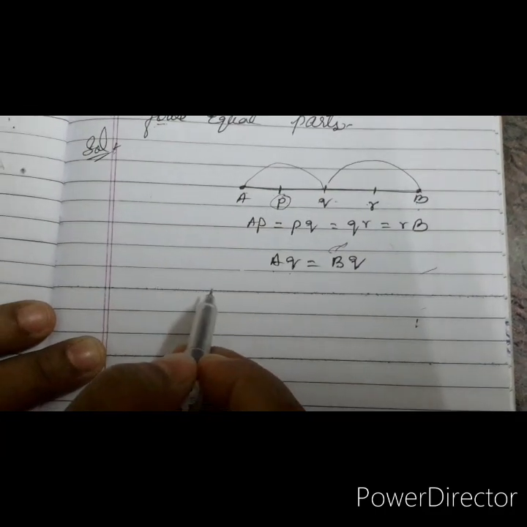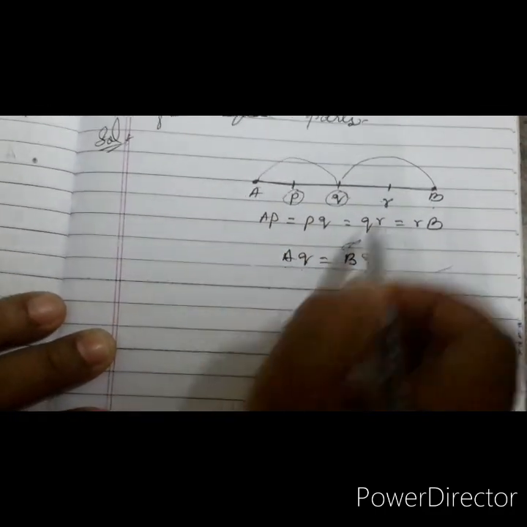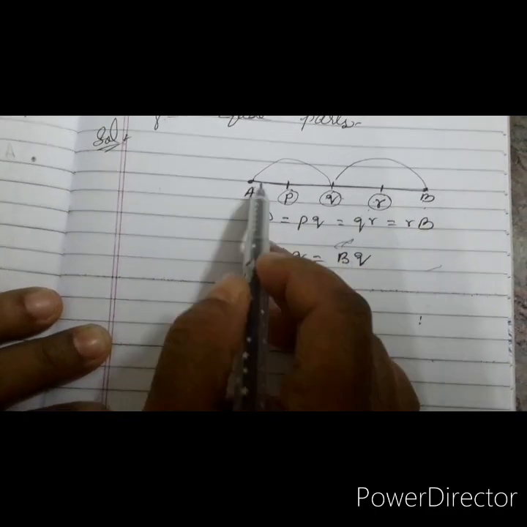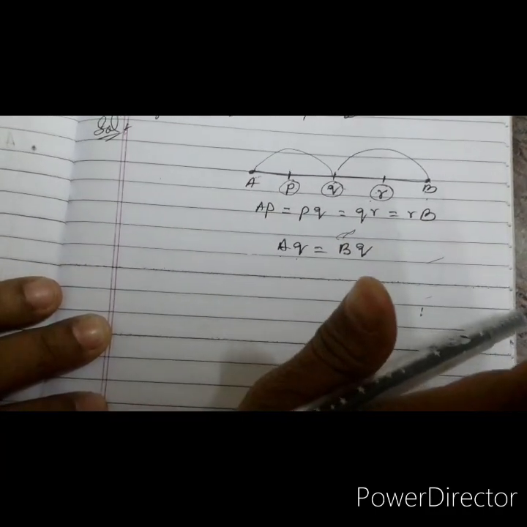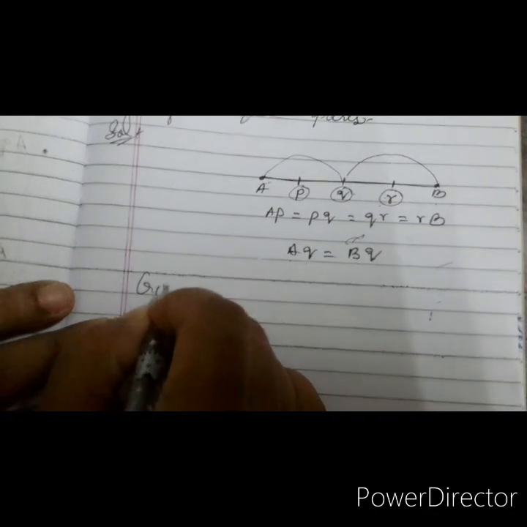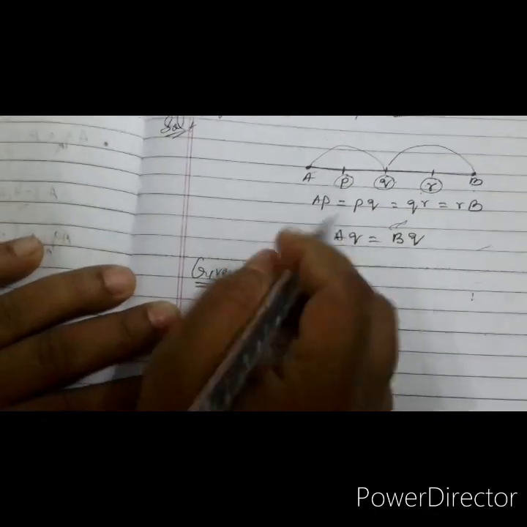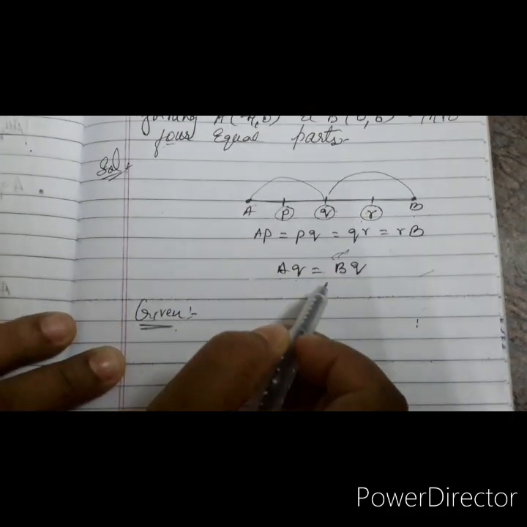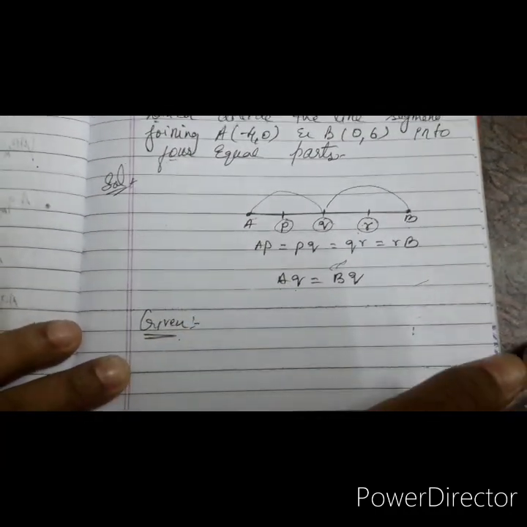What do we have to find out now? What is the coordinate of P? What is the coordinate of Q? And what is the coordinate of R? Q is the midpoint of AB. Okay, shall we start? This explanation part I did for you. You can do this in your rough column.